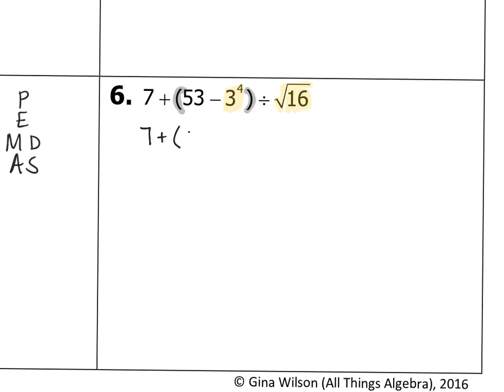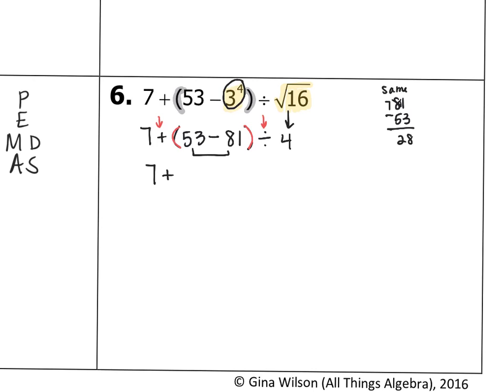7 plus parentheses, 53 minus 3 to the 4th power, which is our first number in disguise, is 81. And that's dividing by the square root of 16, which is another number in disguise, which is 4. I have to finish cleaning up the parentheses before I can do any of these outside operators. So 7 plus 53 take away 81, which is the same as 81 take away 53, but it will be negative. So let's subtract. Okay, that's going to be negative 28, and that's dividing with 4.